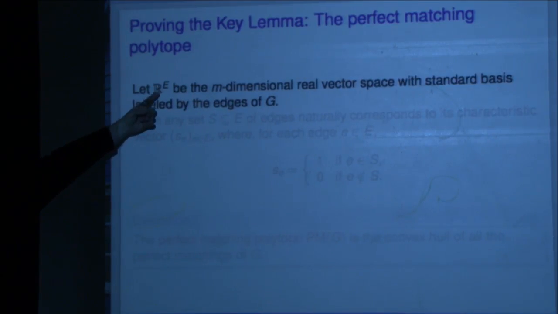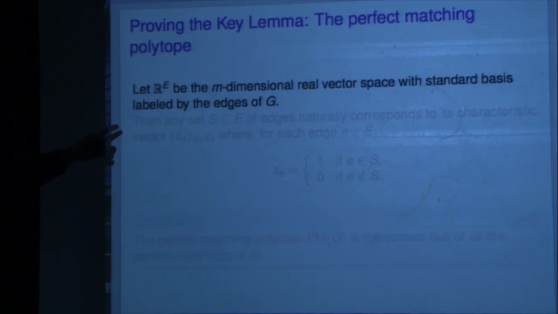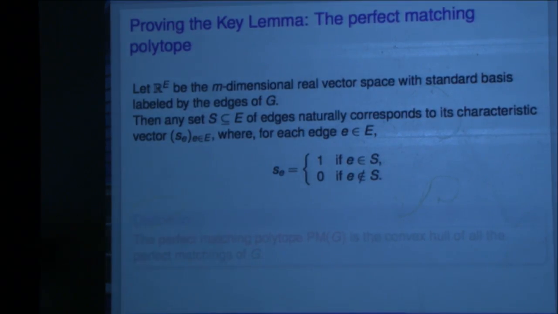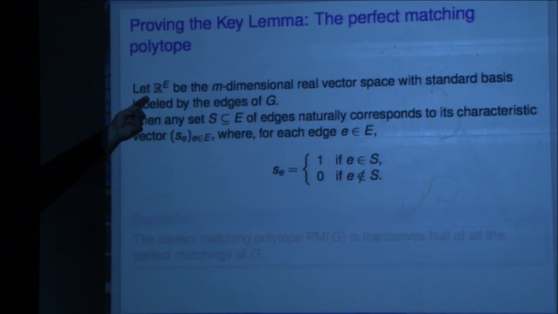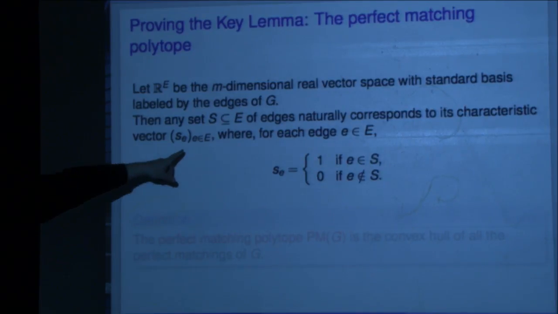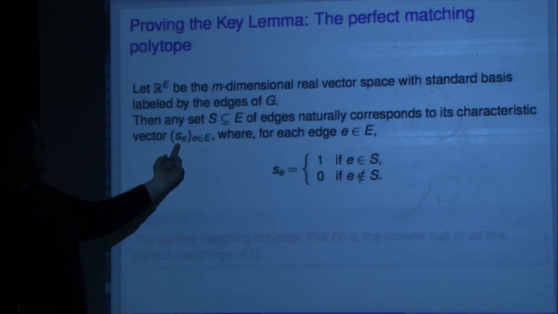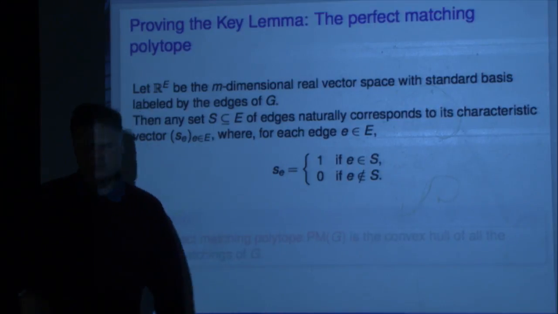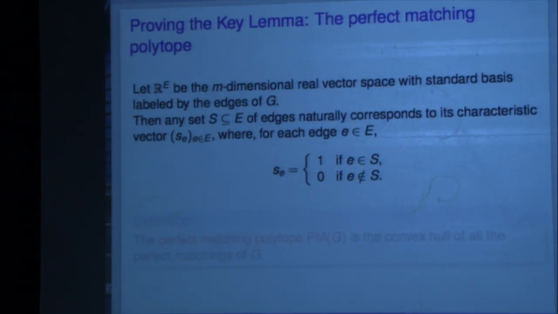So we let R to the E, where E is the edge set of the graph, just be the m-dimensional real vector space where you take the edges of G as your labeled basis. And then any set of edges in E is going to correspond to a 0, 1 vector in this vector space. So this is like the edge space of the graph, except that it's a vector space over the reals instead of the two-element field. But you can still associate any set with its 0, 1 vector, its characteristic vector. So if S is a set, then S sub e is going to be 1 if e is in S and it's 0 otherwise.